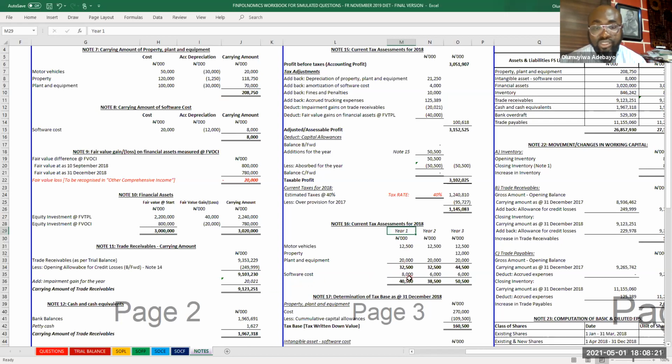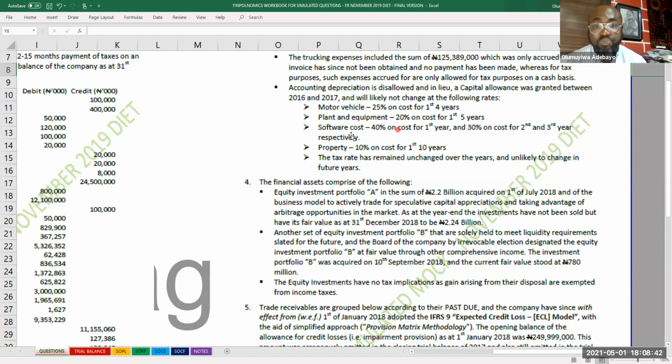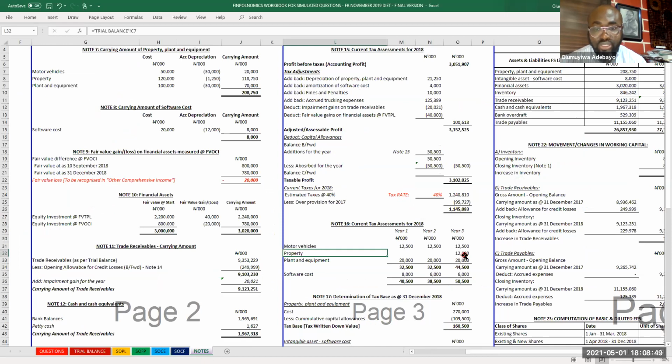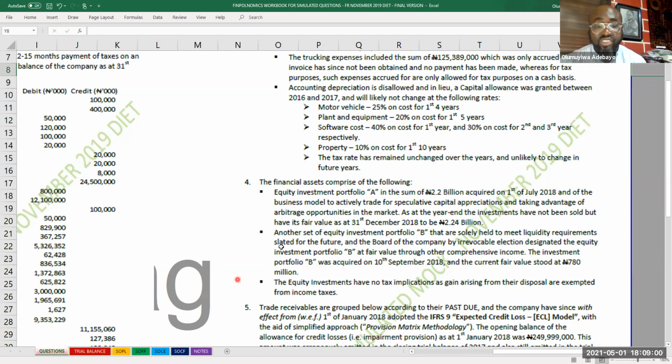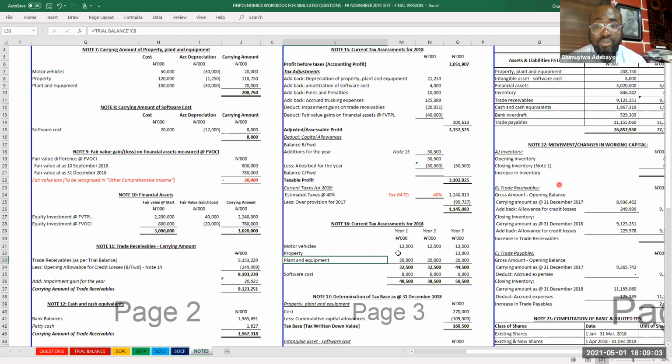Now, motor vehicle was purchased in 2016, likewise plant, and likewise software cost. Now, what you can see is that the depreciation rate is 25%. Now we are doing the capital allowance. Our capital allowance is 25% for each of the years, which means it's 12.5, 12.5, 12.5. Okay, your property, the capital allowance rate is what? 10%. And this is just our first year of putting the asset to use. 10% of 120,000 is this. And plant and equipment, our capital allowance rate, according to the question, is 20% for the first 5 years. Remember we started business in 2016, 20% of 100 is 20, up to 2018.